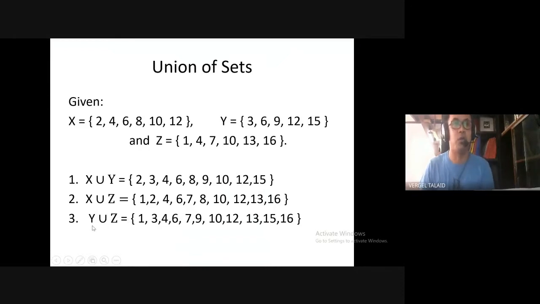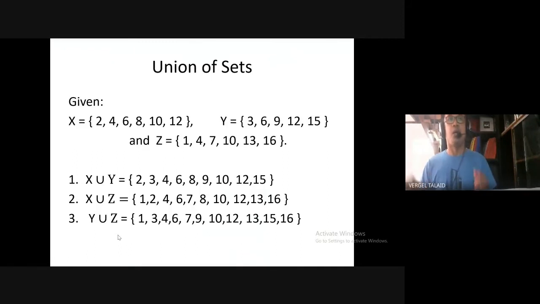How about the union of Y or Z? We have 1, 3, 4, 6, 7, 9, 10, 12, 13, 15, 16. So this is the union of Y or Z. Take note, in a union you don't need to arrange the elements in increasing or decreasing order. We arrange them to avoid confusion, but the order does not matter, as long as the elements are contained in the given sets.